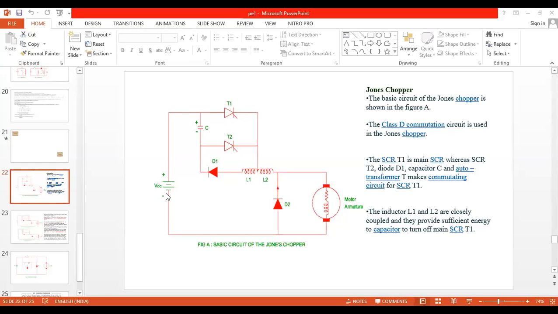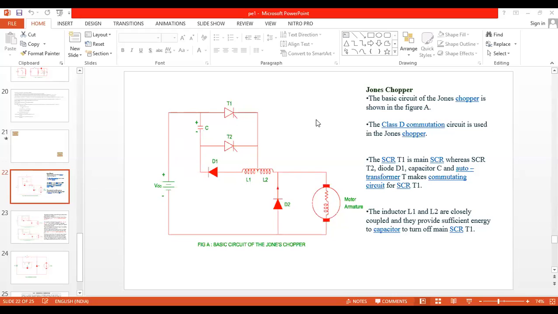When the supply is on, direction of the current starts from VDC plus to SCR1. SCR1 is turned on, and next SCR1 to L2, from L2 to the motor. Here you can write M, just like we represent in machines. In this circuit they have shown the resistor and inductor. This is the motor, okay, DC series motor we can assume.